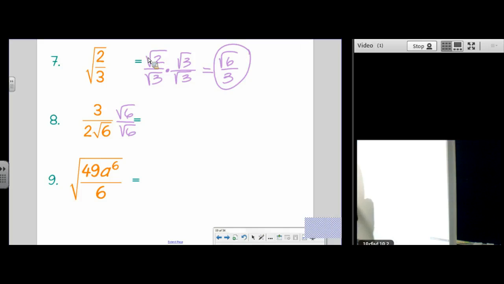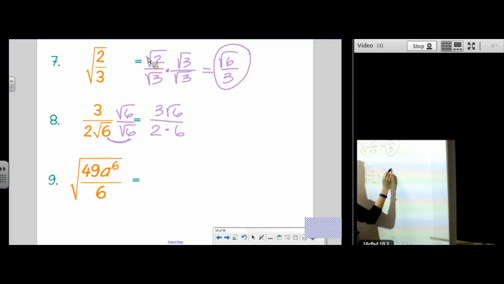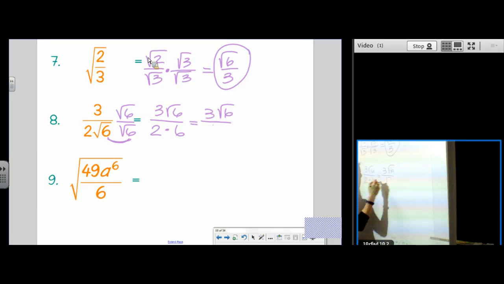So, let's do the bottom first. The 2's already there on the bottom. What's square root 6 times square root 6? Oh, it's just 6, because remember the square roots cancel. And then the top is just 3 root 6. So we have some work to do. This is 3 root 6 over 12. That cancels. 3/12 is 1/4. So the final answer is square root 6 over 4.